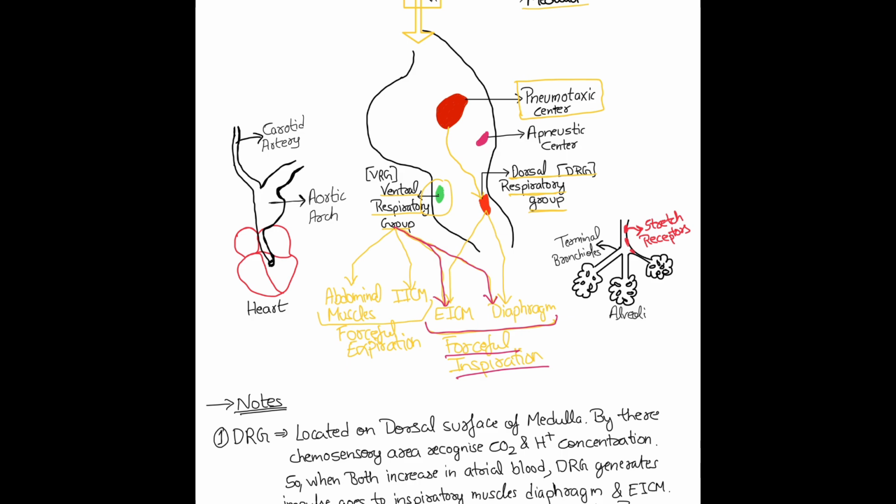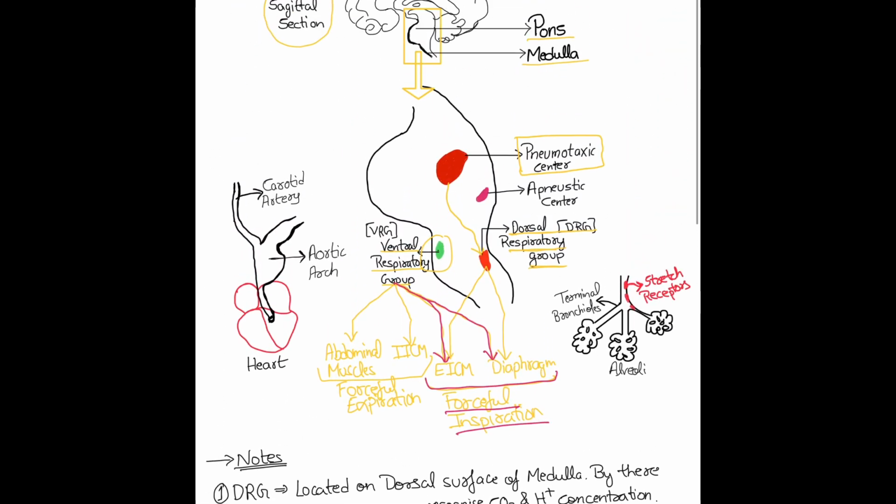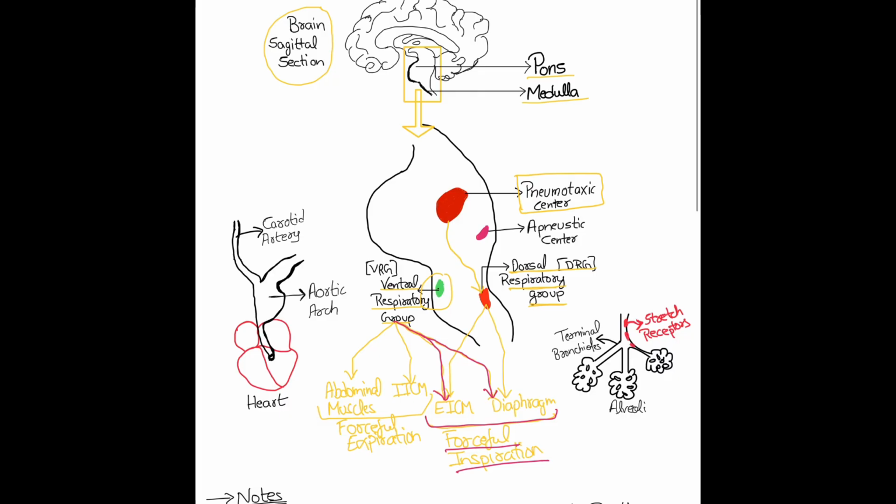It is modulating what? The timing of DRG activity. Good. Now there is one more center you can read or learn about. You can take it as extra knowledge, called the apneustic center. This one. It is also situated in the pons. Now, the apneustic center has a role in deep inspiration.